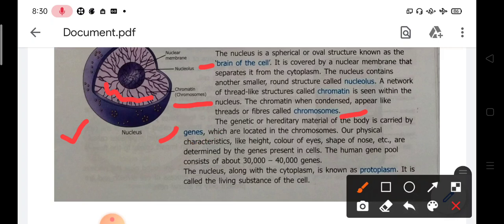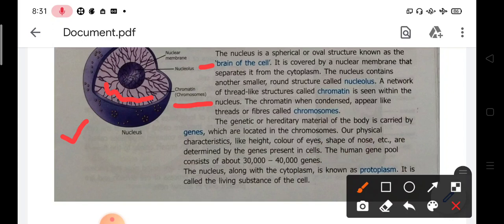So our physical characteristics like height, color of eyes, shape of nose, etc. are determined by genes present in cells. Human gene pool consists of 30,000 to 40,000 genes. It means gene pool means genes present in one cell. Okay, so 30,000 to 40,000 genes are present. And when we say genes present in one cell, that means all the cells have the same type of genes.